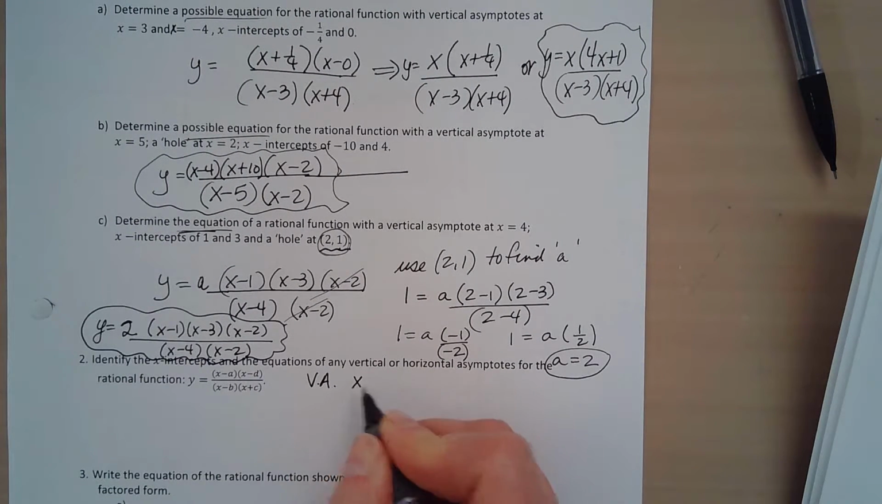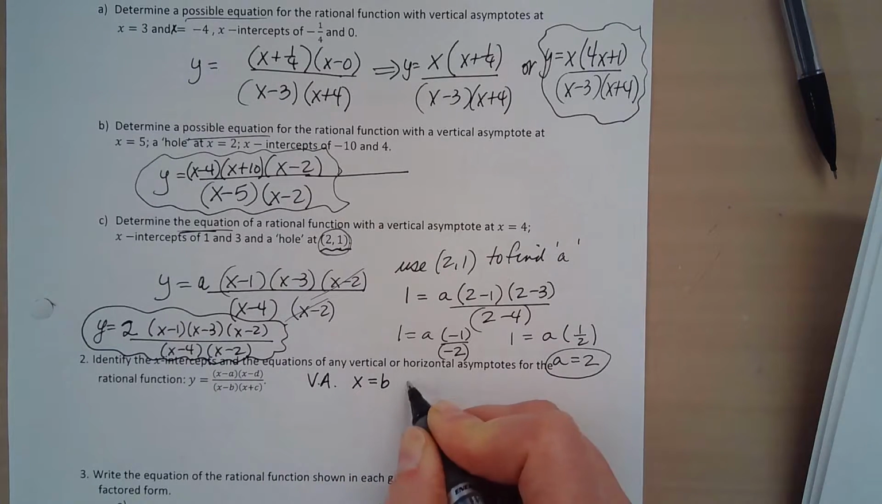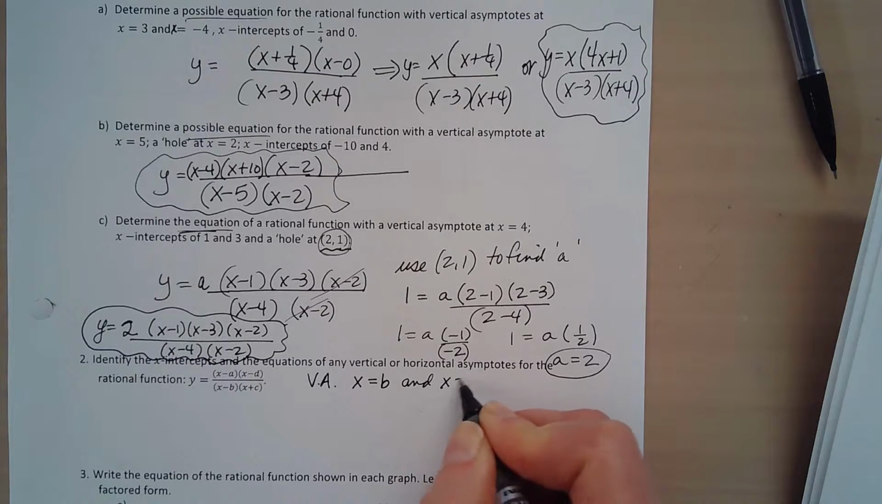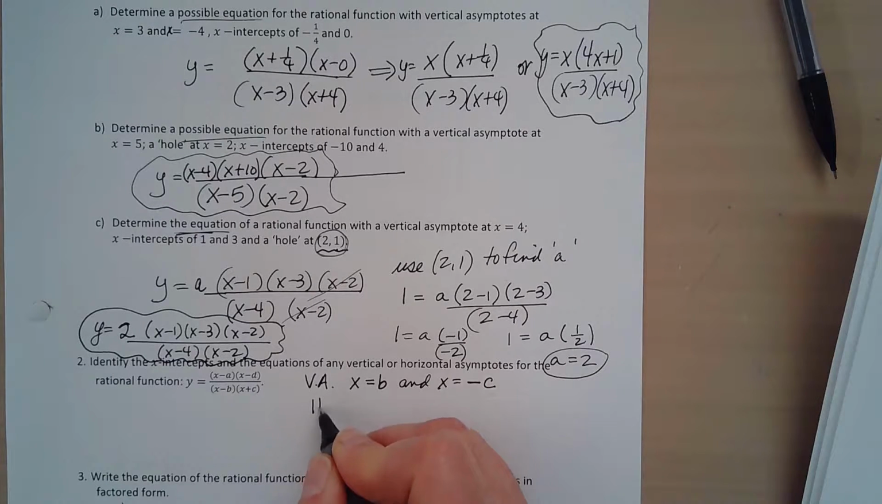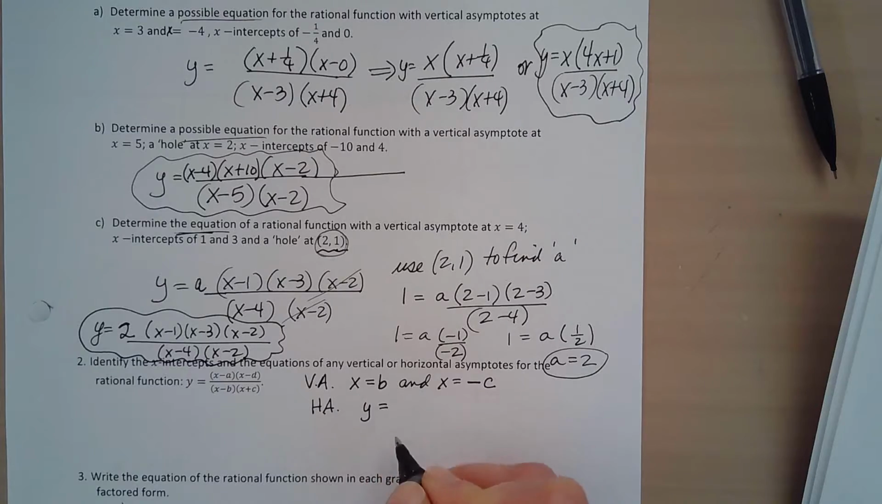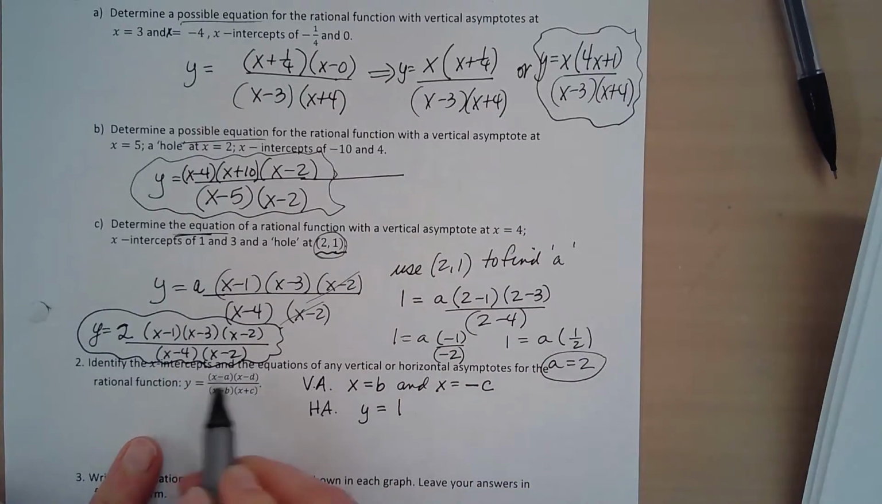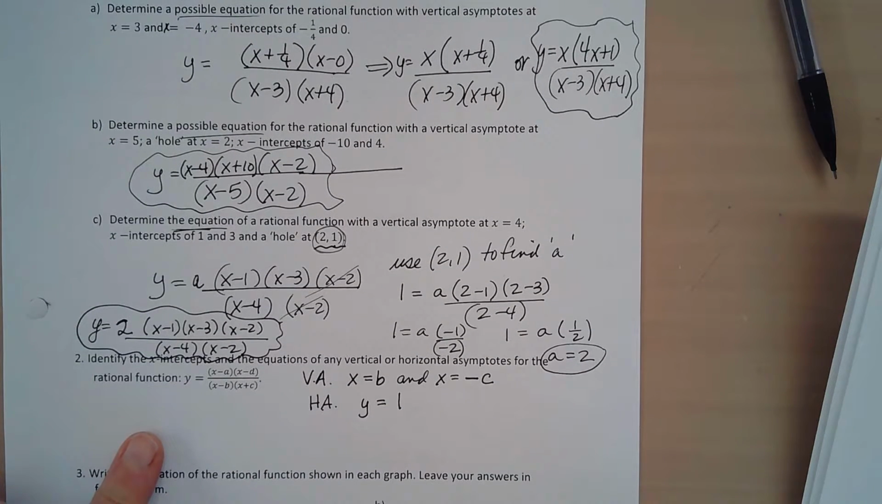So what would you say for your vertical asymptotes? x equals b and x equals negative c? Okay. All right. What about the horizontal asymptote? Let's do that. 1, right? If I multiplied these out, I would get x squared on the top, x squared on the bottom, coefficient of 1 over 1, which is 1. Okay. How about x-intercepts?